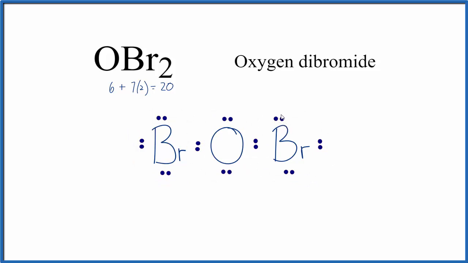So we're done. This is Dr. B with the Lewis structure for oxygen dibromide, OBr2.